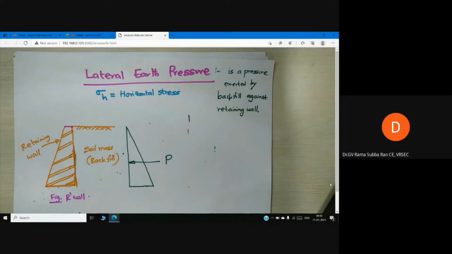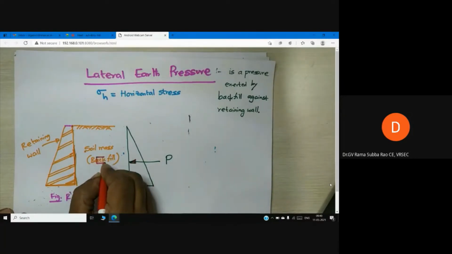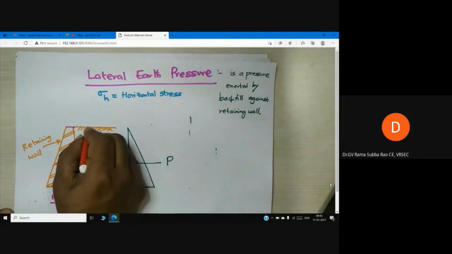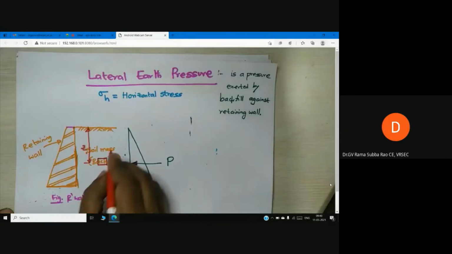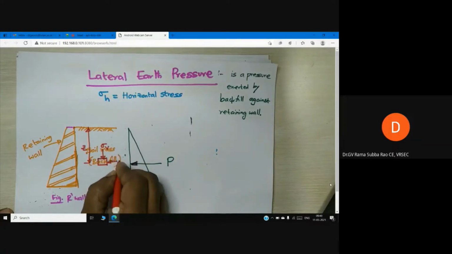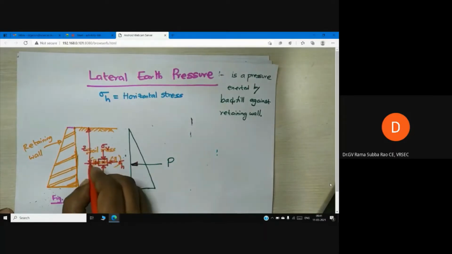Now let us discuss. Take some element of soil. Element means a small piece at a depth z from the ground surface. Now, if you see this element, let us see what is the vertical stress and horizontal stress. So let us see the state of stresses at any point which is located at a depth z.